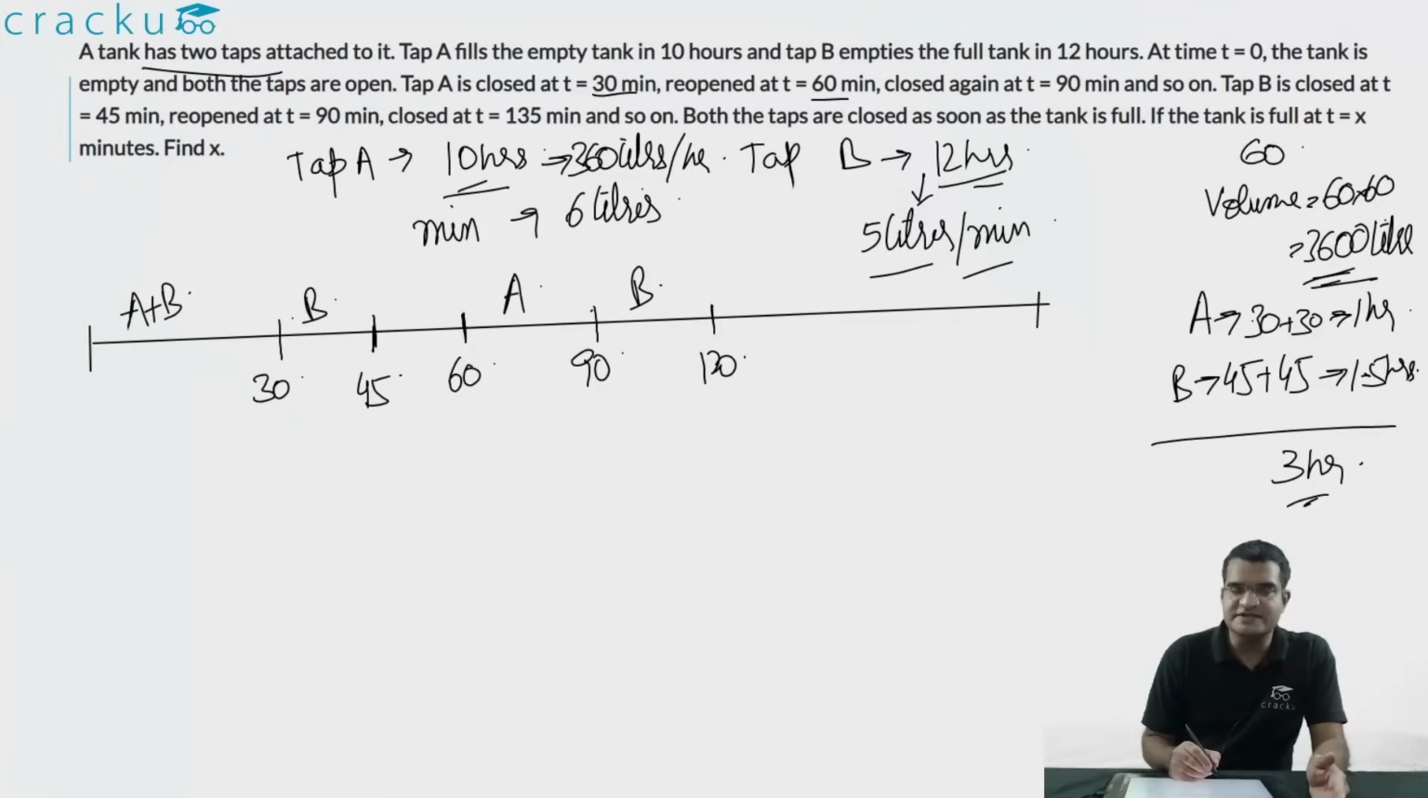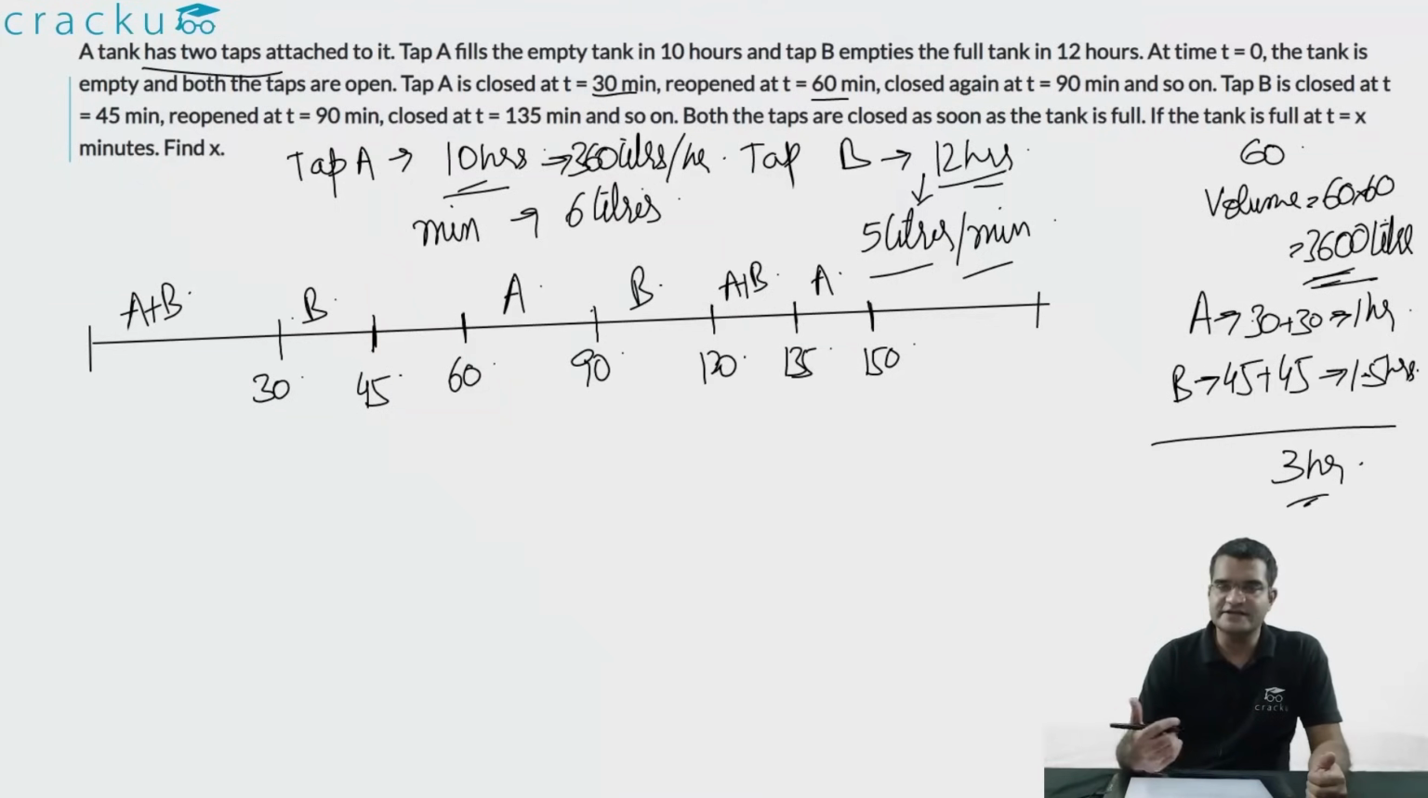Because another 30 minutes have passed, now A also gets open, and A and B will be open for 15 minutes. So this is 135, after which B is closed and A remains open for another 15 minutes. This is at 150, and after 150 minutes both of them are closed for the next 30 minutes. And after 180 minutes, again as we have discussed, the cycle restarts. So this cycle continues after every 3 hours.